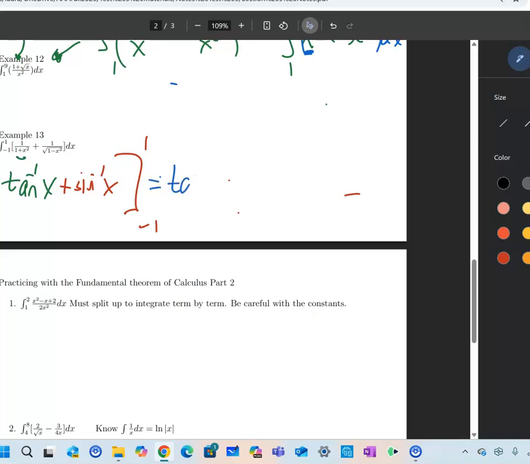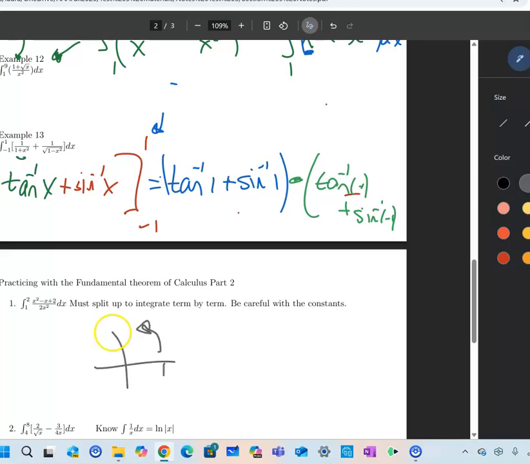Okay, so I have arctangent of 1 plus arcsine of 1, right? That's plugging in the top limit. And then subtract off, plugging in the bottom limit, arctangent of negative 1. And then it's plus arcsine of negative 1. Okay. Arctangent and arcsine, they will continue to come up. So let's remind ourselves that they have this restricted domain. So you only can go up to pi over 2 or down to negative pi over 2. So just because of space, I'm just going to work upwards here.